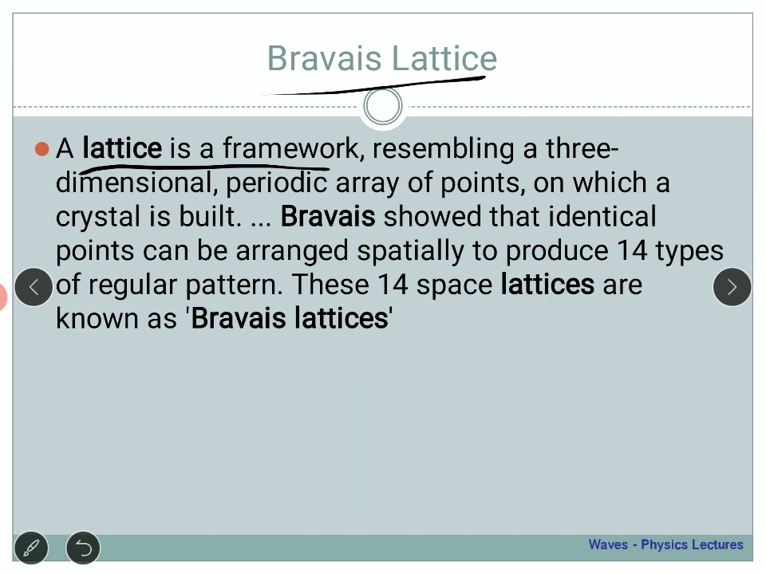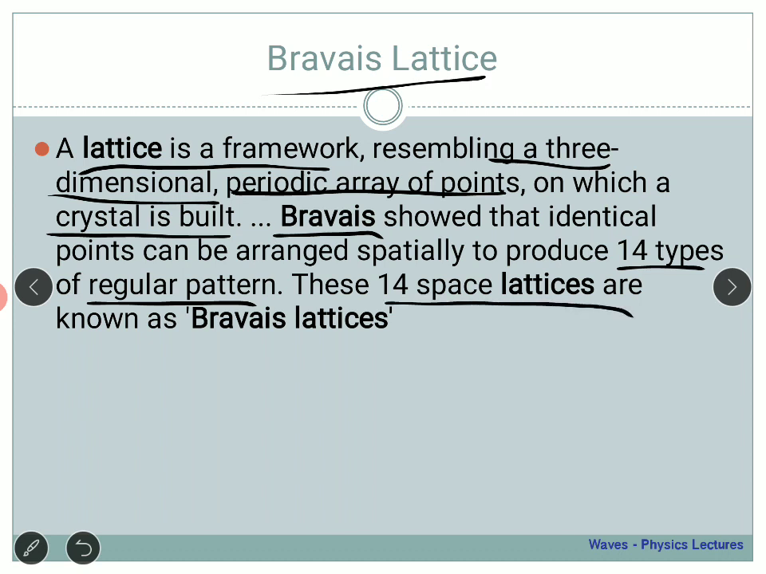It is just the point which defines the position of the atom. It is actually traced in 3-dimensional space, and it is a periodic array of points on which a crystal is basically built. Bravais lattice will show identical points, and it will produce 14 types of such regular patterns. I have a list of that in the next slide, and there are 14 space lattices, which are basically called the Bravais lattices.